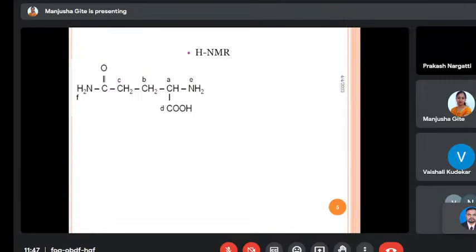So 5 signals. If you observe 5 signals, then you will say that my structure is perfect. You should get 5 different types of signals. Okay. Yes or no? Yes, sir. If you have any doubt regarding any of my statements, you can ask immediately. So your doubt is clear. Yes, 5 different types of protons.